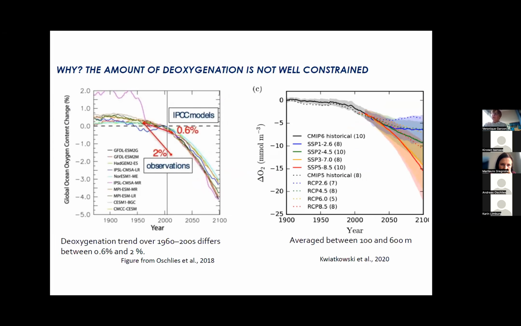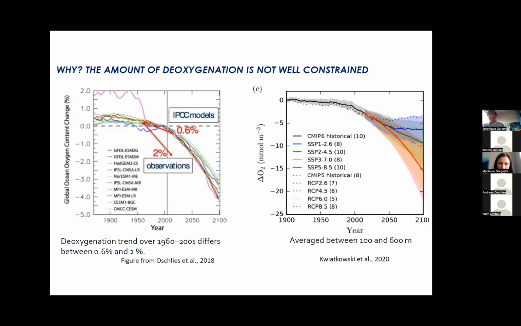So will the deoxygenation continue? Yes. CMIP5 on the left side and CMIP6 on the right side of the slide, Earth system models predict that deoxygenation will continue until 2100. But the deoxygenation trend is different between observation and model simulation. For instance, over 1960-2005, we have a trend of 0.6% for the model versus 2% for the observation. Quite a discrepancy indeed. So we really need high quality data to well constrain those IPCC CMIP model projections.